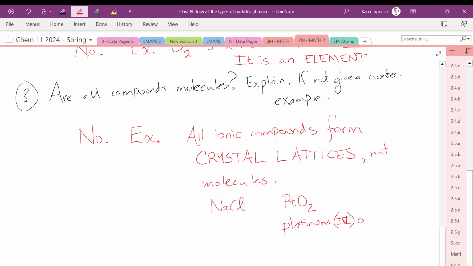Do you guys remember your Roman numerals? See if you can write your Roman numerals. That's another unit that's coming up. You don't need it for this test, but just see if you can remember them.